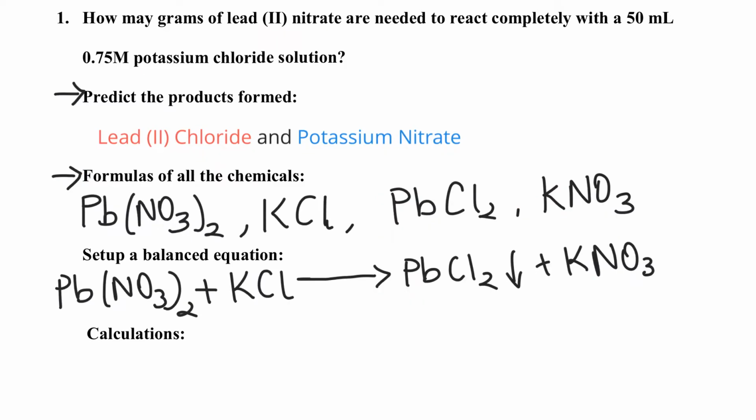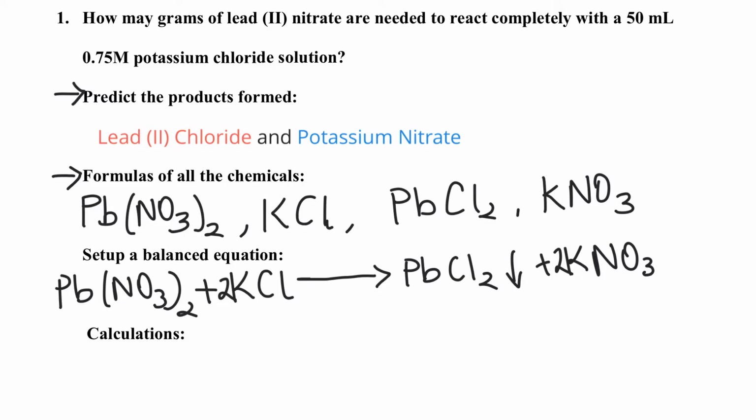Moving forward, I have taken the reactants and the products and I have set up my balanced equation. Now I don't think I have balanced this equation, so I do need to put a 2 over here and likewise a 2 over here, and that should be it. Yes, it is. So your coefficients are 1, 2, 1, and 2. So let's move on to the calculations part.